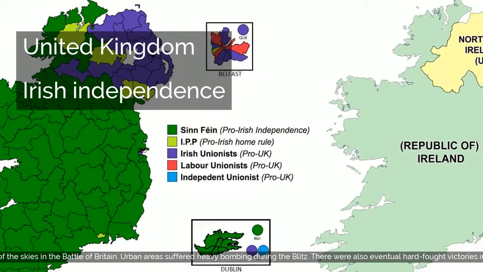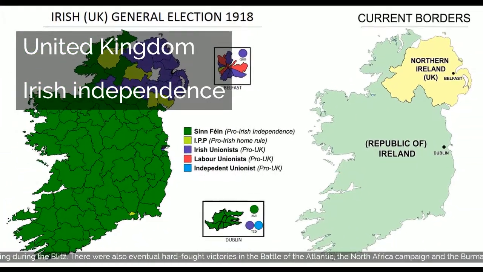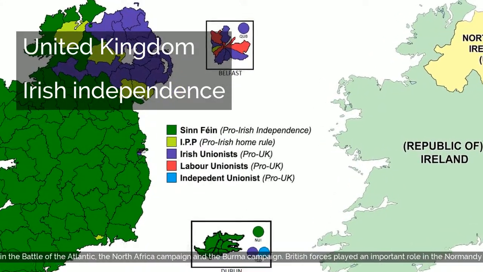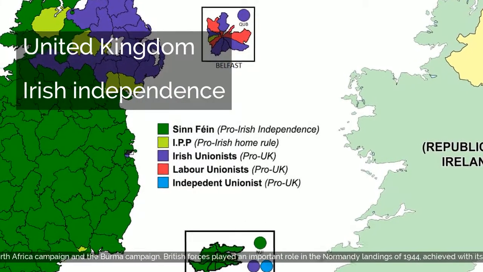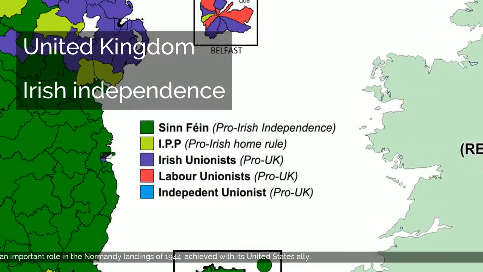Urban areas suffered heavy bombing during the Blitz. There were also eventual hard-fought victories in the Battle of the Atlantic, the North Africa Campaign and the Burma Campaign. British forces played an important role in the Normandy landings of 1944, achieved with its United States ally.